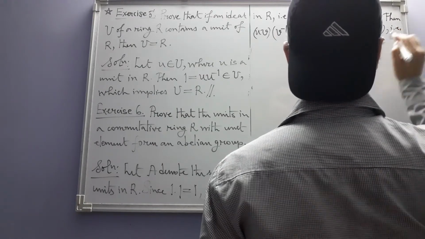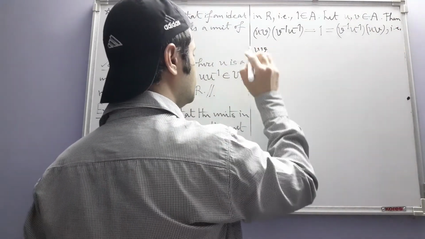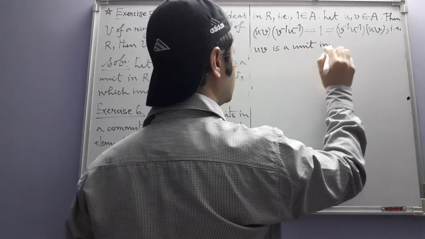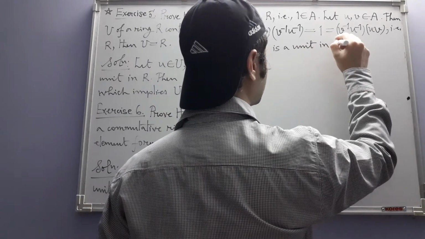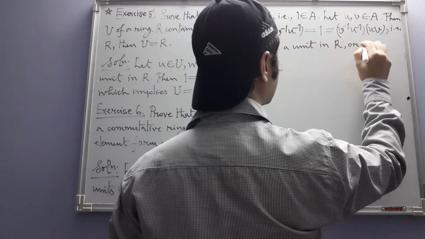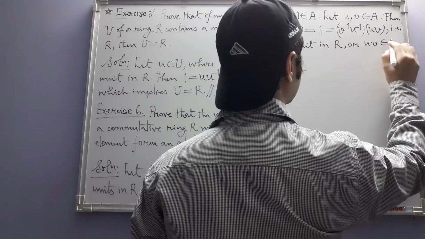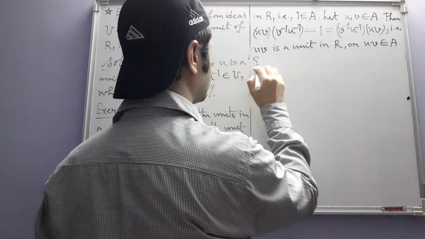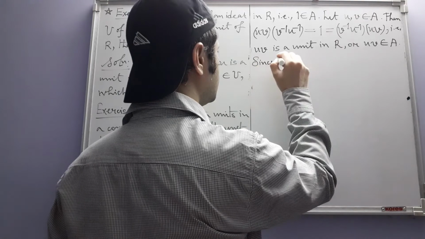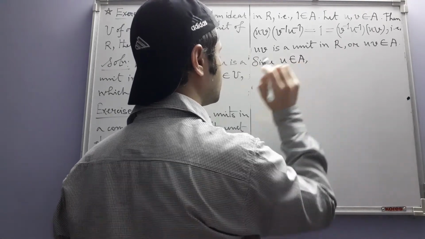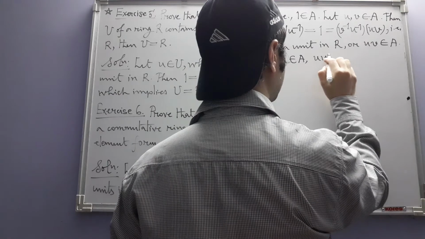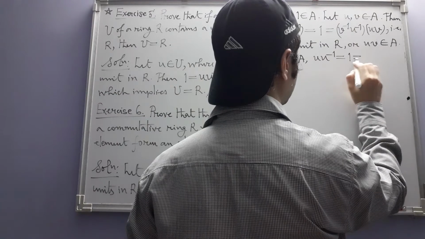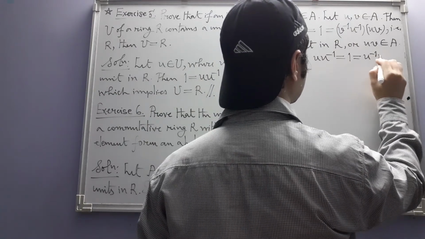That is, uv is a unit in R, or uv belongs to A. Okay. Since u belongs to A, u inverse is equal to 1, which is equal to u inverse u.